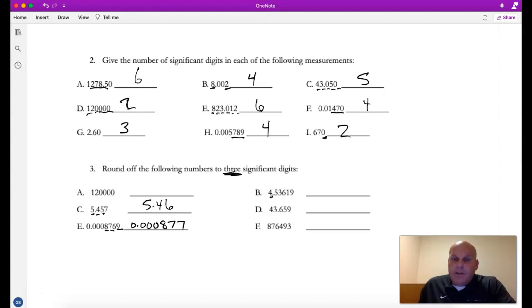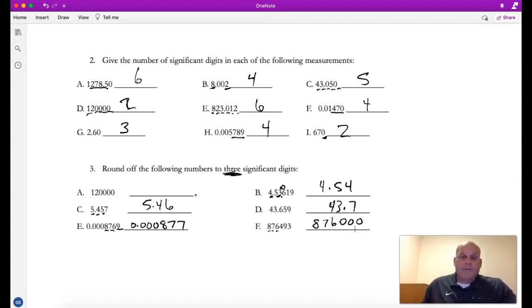3 significant figures, there's 1, there's 2, there's 3. So 4.54. The 6 here would round that 3 up to a 4. Here I would have 43.7. And here, this is the money example I gave a moment ago. 1, 2, 3, 8, 7, 6. Now I can't just stop there and drop those other digits off, because the number then changes pretty significantly. So these become trailing zeros that are not significant.